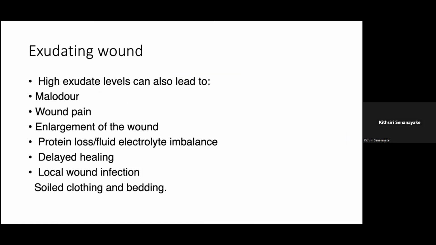So what does the exudate actually do? It can cause malodor and also wound pain and enlargement of the wound, right? And finally it delays healing and facilitates local wound infection. And you've probably seen it soil the clothing and bedding.